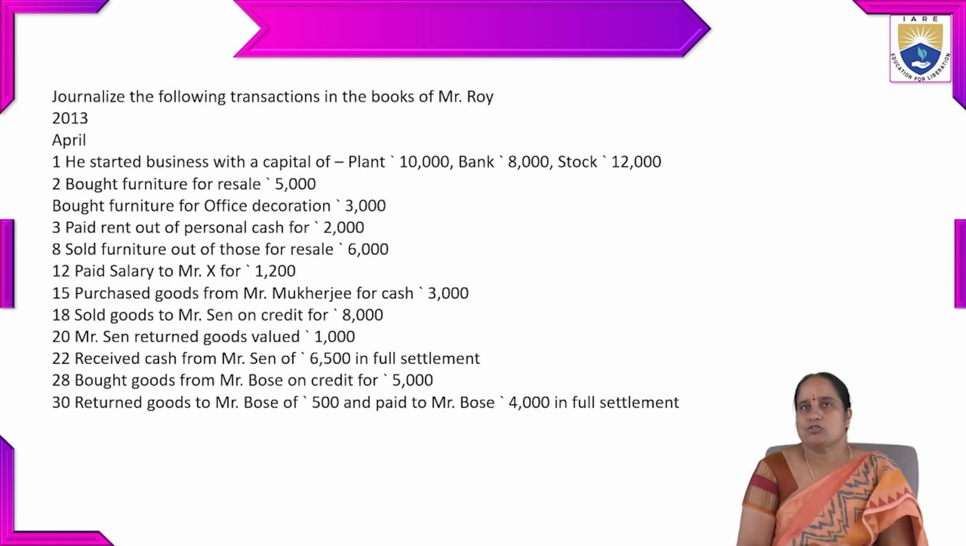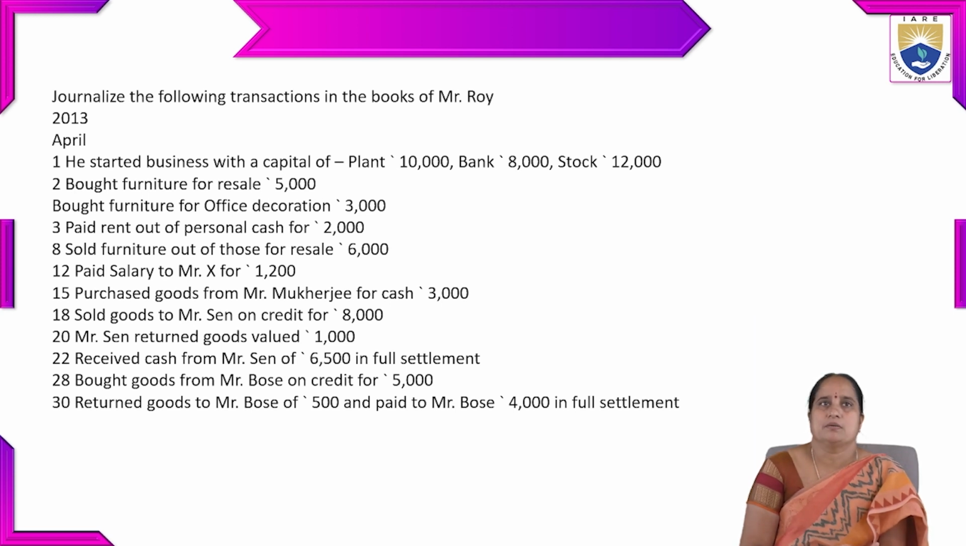Journalize the following transactions in the books of Mr. Roy. He started business with a capital of plant 10,000, bank 8,000, stock 12,000. On 2nd April, he bought furniture for resale at the rate of 5,000 and bought furniture for office decoration at the rate of 3,000 rupees. On 3rd April, paid rent out of personal cash for 2,000 and on 8th April, sold furniture out of those for resale at the rate of 6,000.